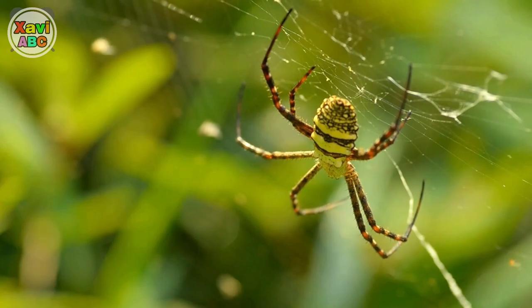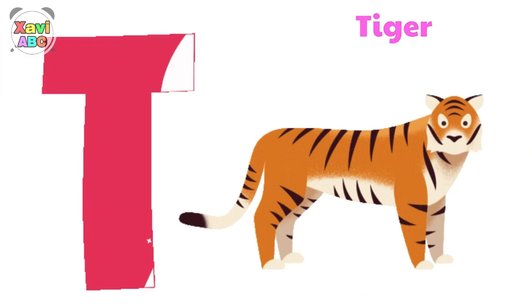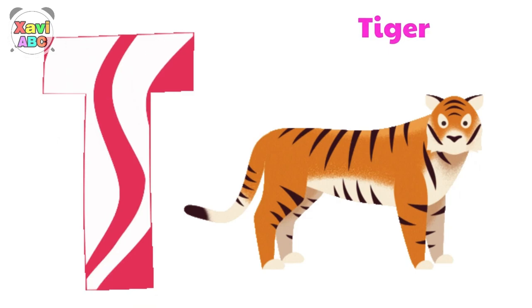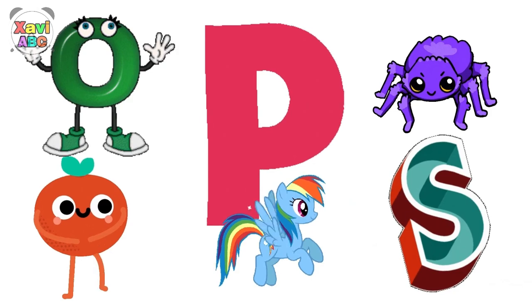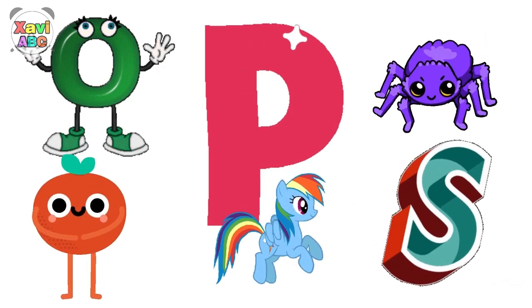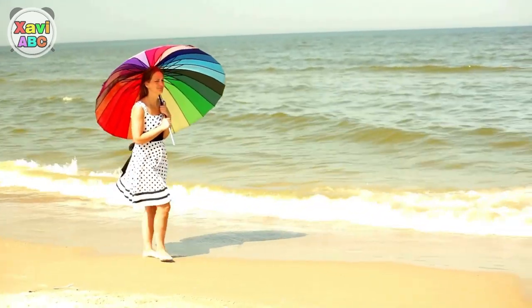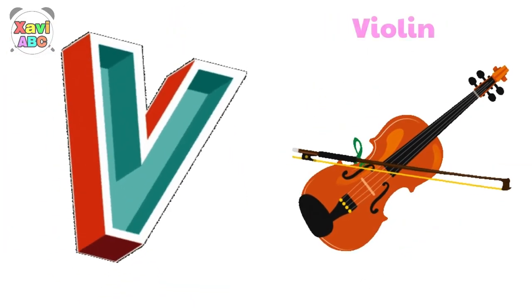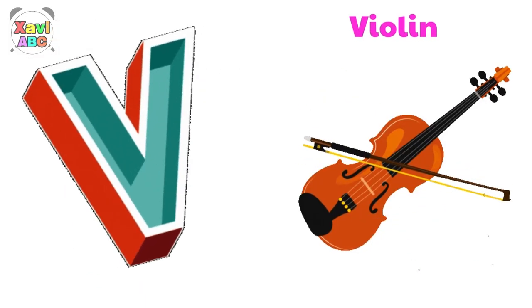Spider. T is for tiger, tiger. U is for umbrella, umbrella. V is for violin, violin.